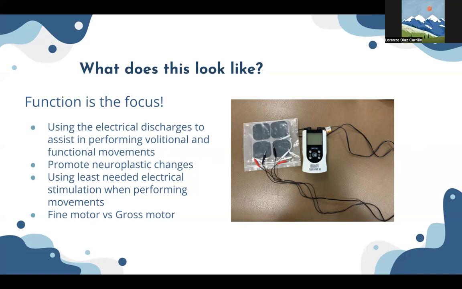You would also want to keep note that you would like to use the least needed electrical stimulation when performing movements. Essentially, you don't want to go maxing out the machine. You want to find that sweet spot, that just right spot, where you're giving them just enough to perform it, but they're also putting in the effort. And then eventually you'll find that you can start decreasing the electrical stimulation if all goes well, and they're performing more of these volitional movements on their own.